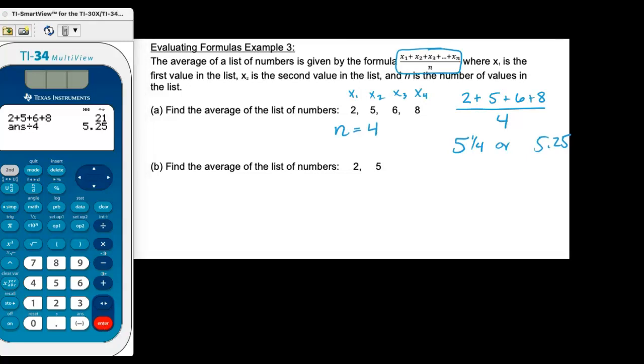And so for B, we're going to find the average of 2 and 5. So I'm just going to do 2 plus 5 divided by, in this case, N is 2 because there are 2 data values. So we're going to divide those by 2. I'll do 2 plus 5, enter, divided by 2, and I get 3.5. So the average of those numbers is 3.5.